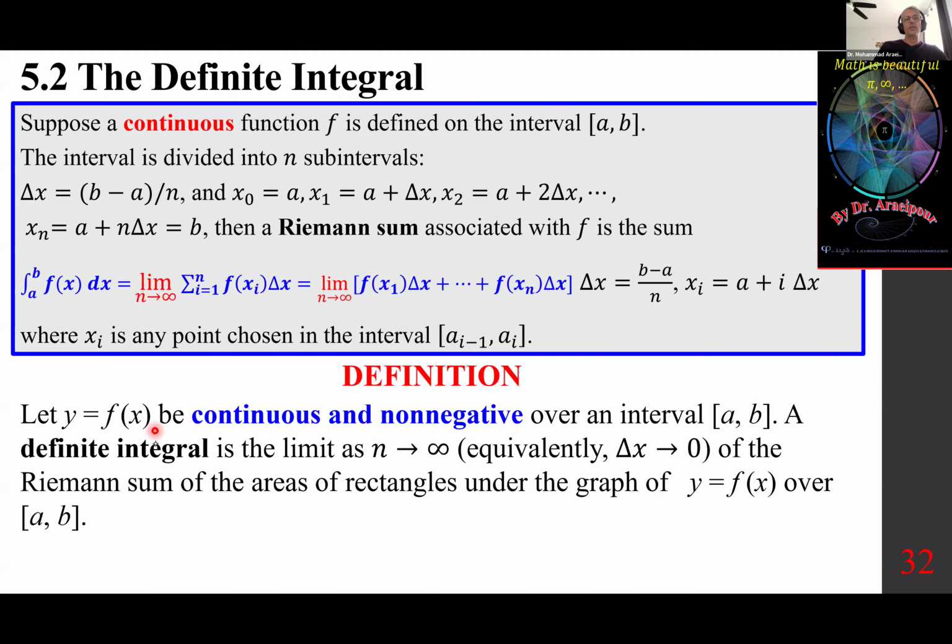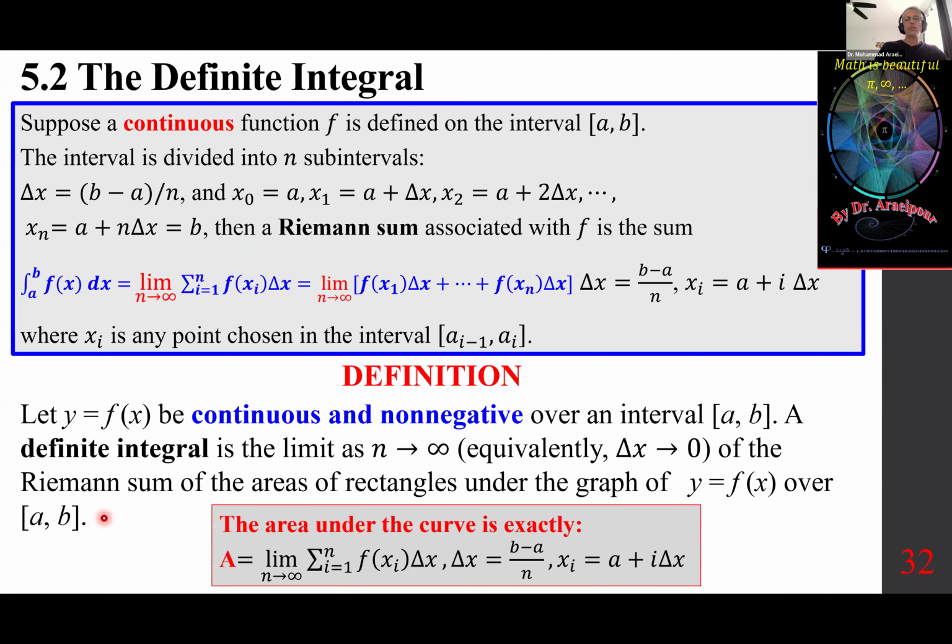Let y equals f of x be continuous and non-negative over the interval from a to b. A definite integral is the limit as n approaches infinity, equivalently delta x approaches 0. Whether delta x approaches 0, which is b minus a over n, or n approaches infinity means the same thing, of the Riemann sum of the areas of rectangles under the graph of y equals f of x over the interval from a to b.